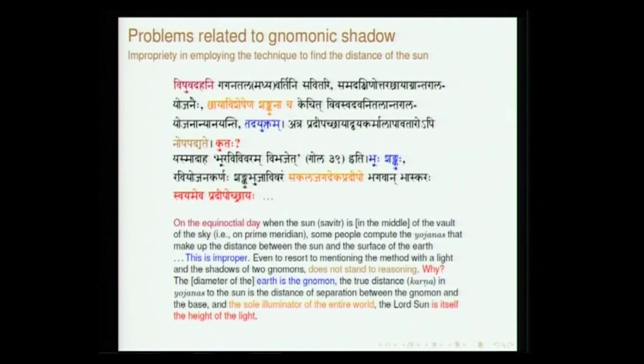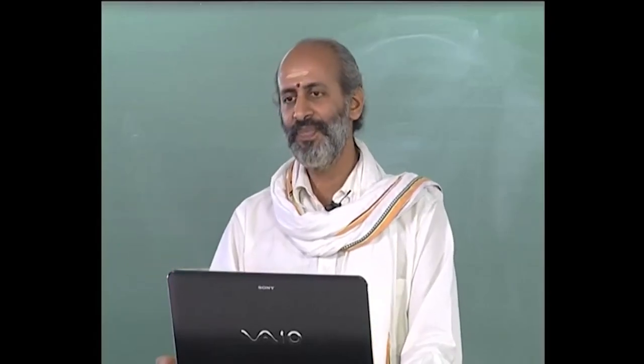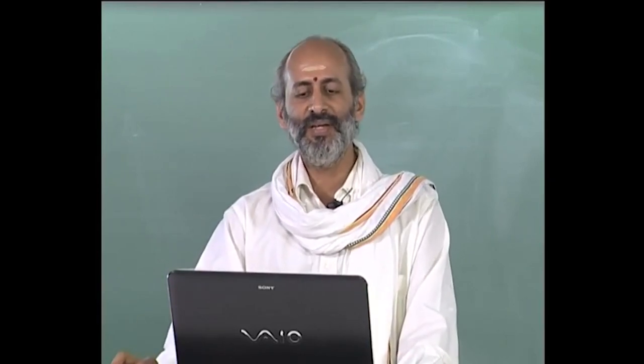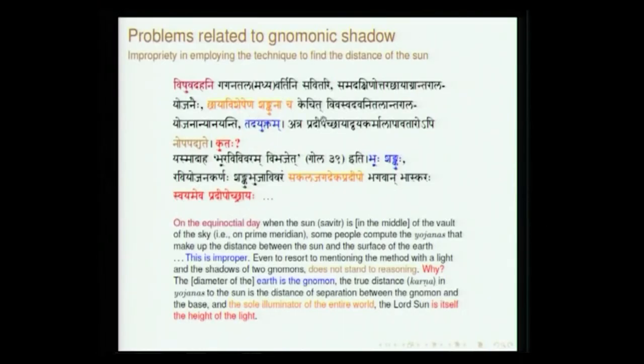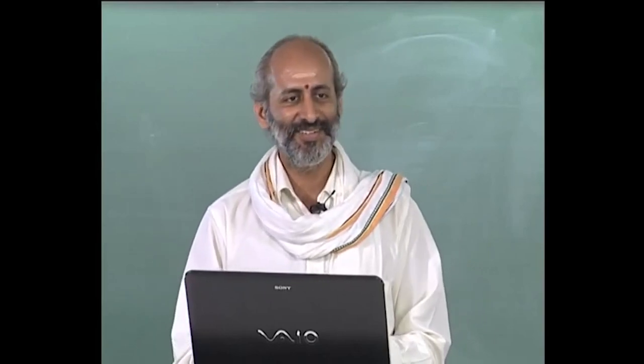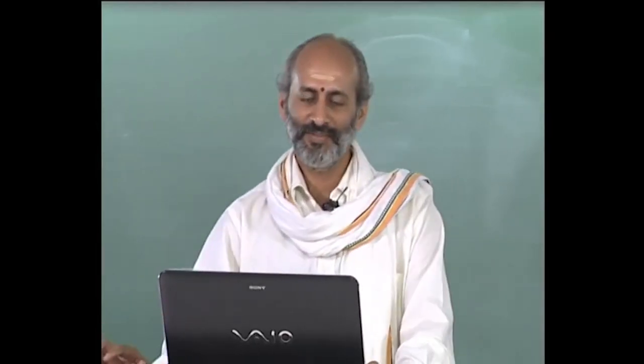Chaya vishesha is the difference in the chayas, which we just discussed. He says you can find the difference between the chayas, and you have the shanku. With all this, some people felt vivasvad avanitalantara yojanani anayanti, they try to do this. Vivasvan is the sun, Avanitala is Bhumi. So they thought they could find the distance of separation between the earth and the sun by conducting this kind of experiment.